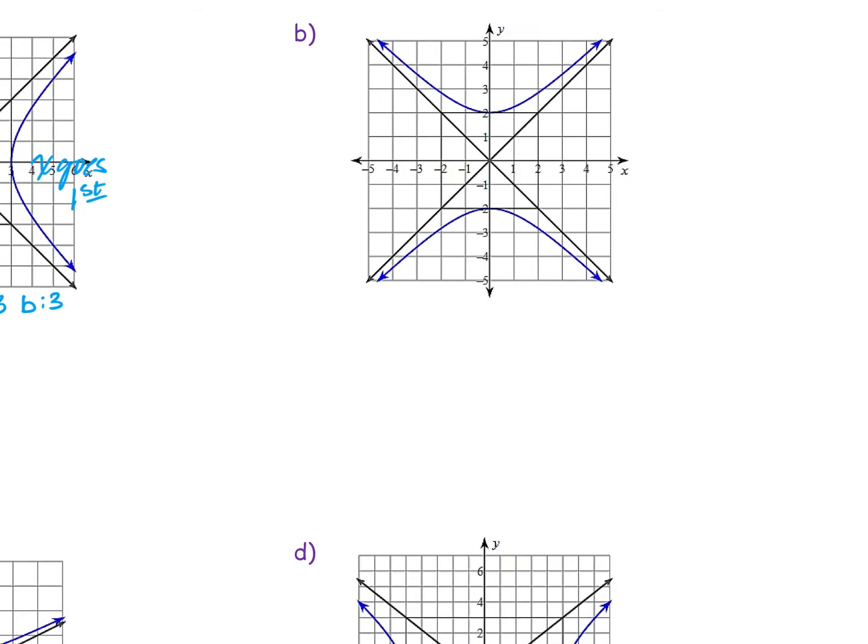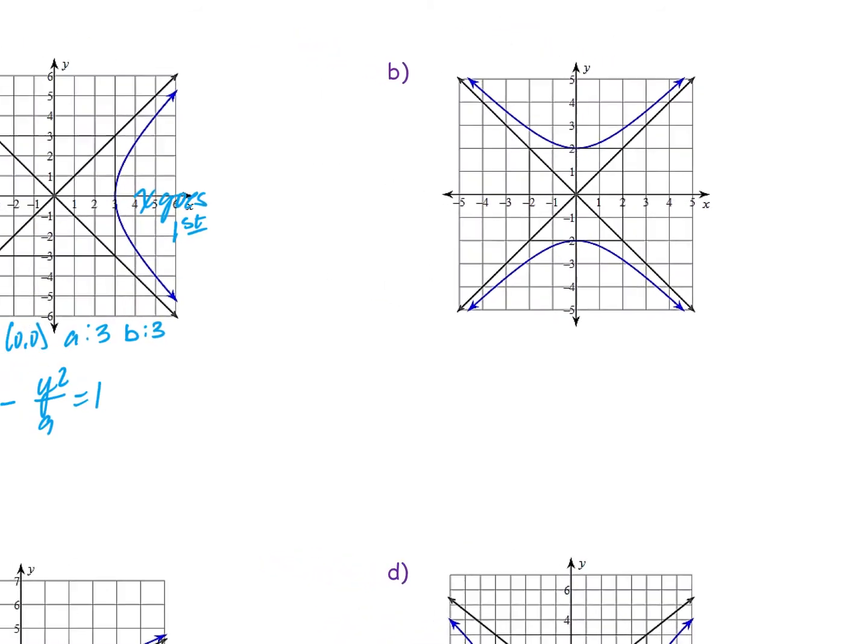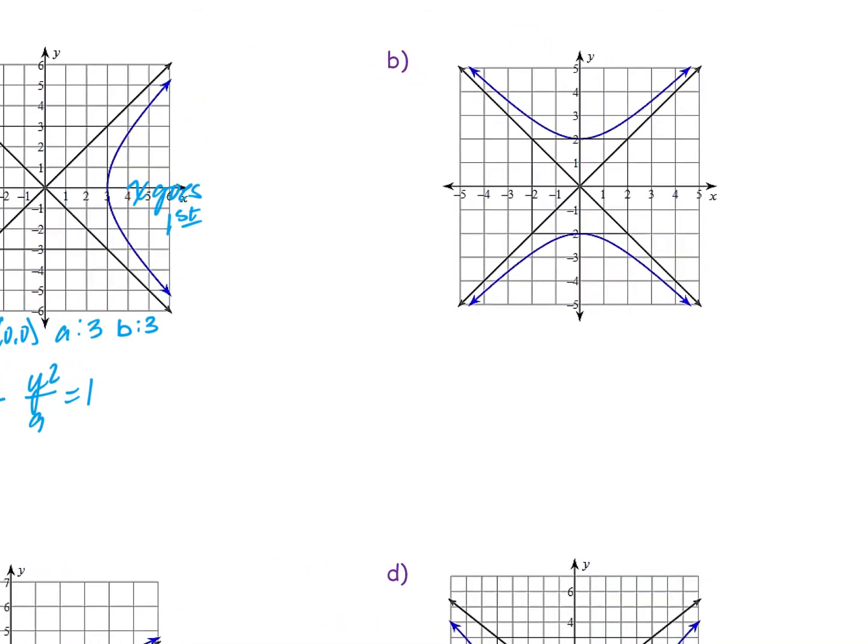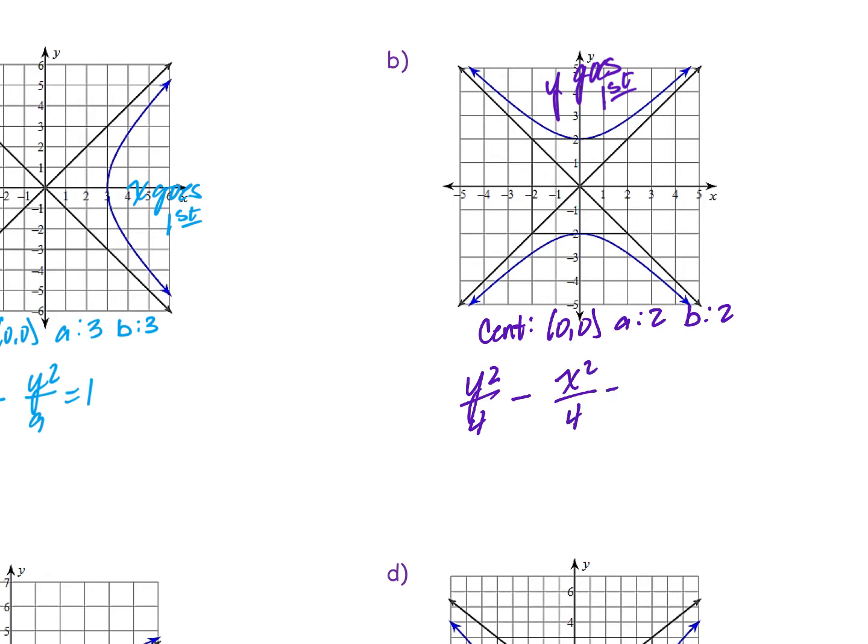Okay, and then B, my center, oh, I can leave that here, I think. There we go. My center is still at 0, 0. And A is 2, and B is 2. Okay, and it's opening around my y, y goes first. So I've got y² over 4 minus x² over 4 equals 1. Questions on those two? Okay.